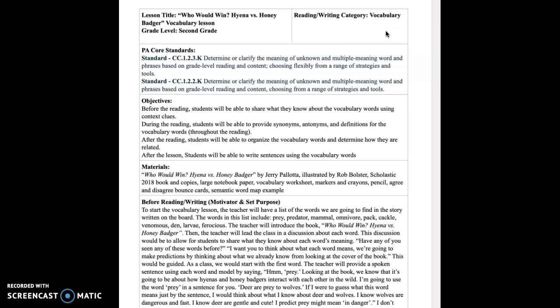All right. My grade here is second grade, and the lesson title is just Who Would Win? Hyena versus Honey Badger vocabulary lesson. My core standards are, since it is a nonfiction book, I did 1.2: determine or clarify the meaning of unknown and multiple meaning words and phrases based on grade level reading and content, choosing flexibly from a range of strategies and tools.